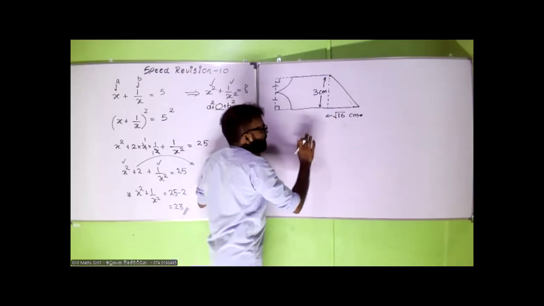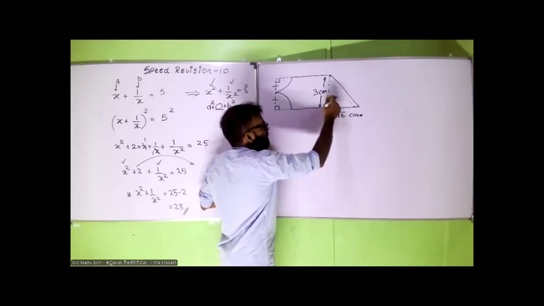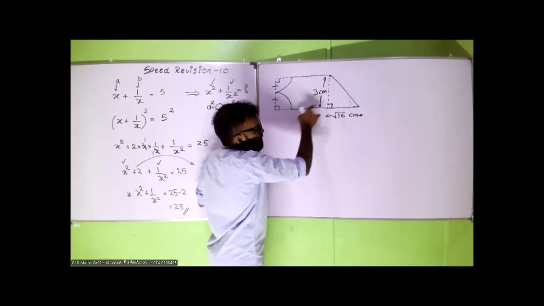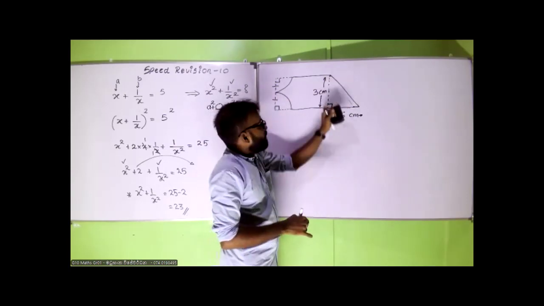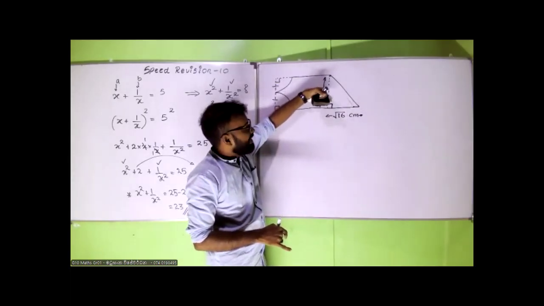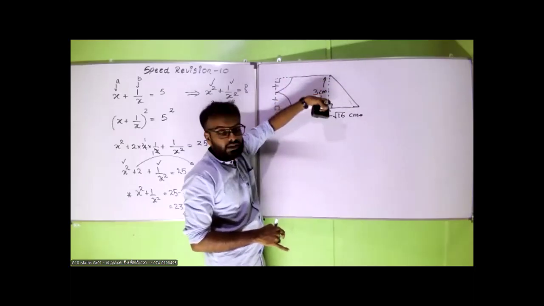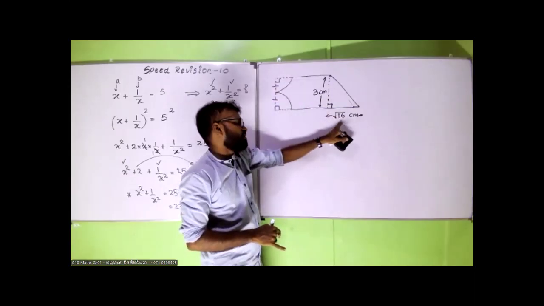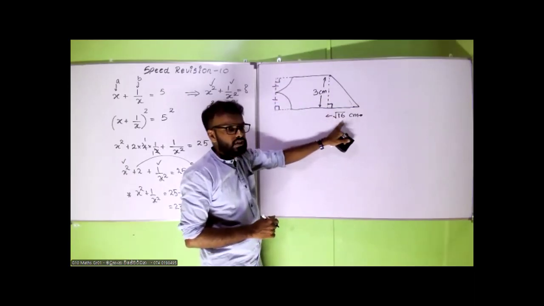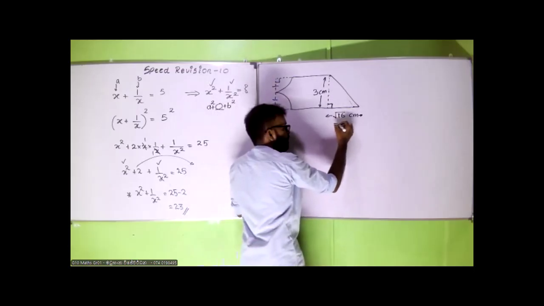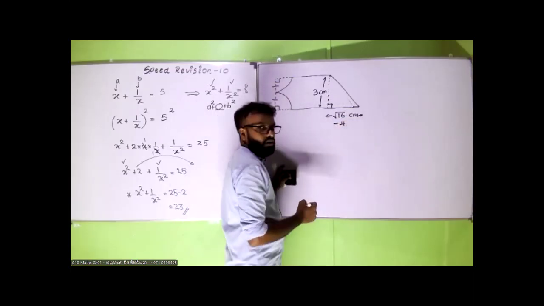So here what you are going to do is, by looking at this triangle, you can get it. This is a right angle triangle. So this length is 3 centimeters and this length is square root of 16 centimeters. What is that? Square root of 16 is 4.